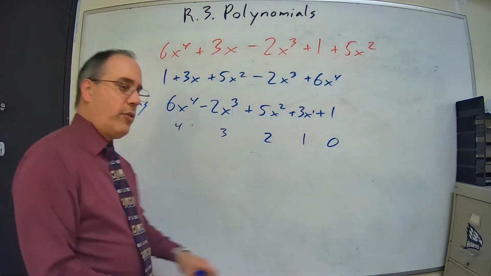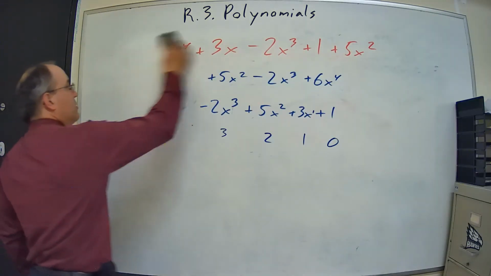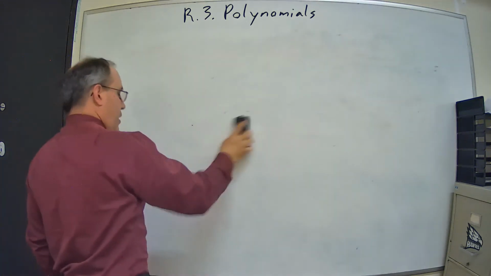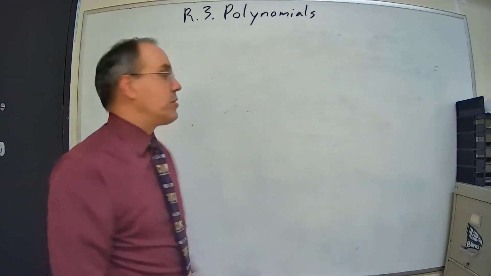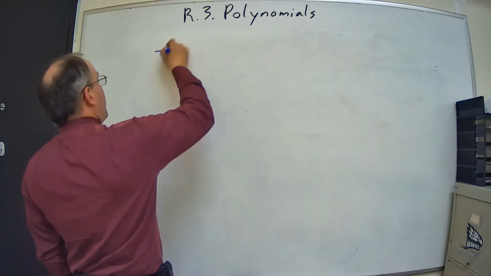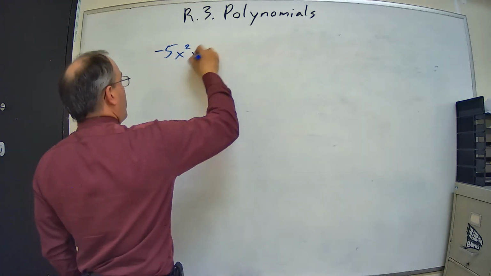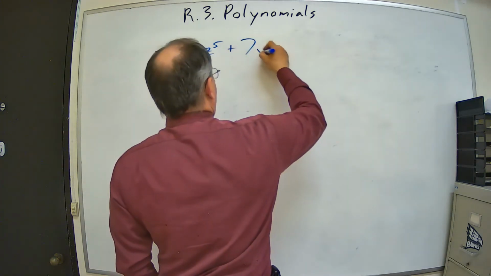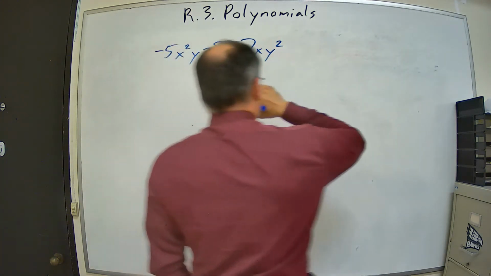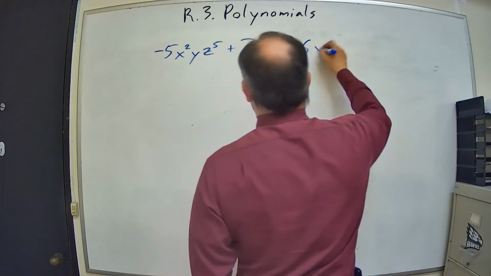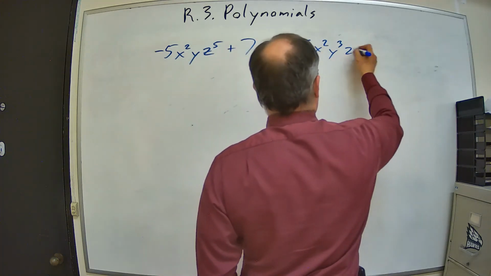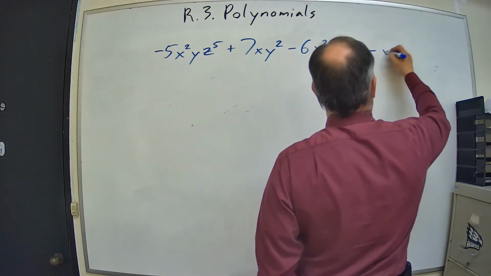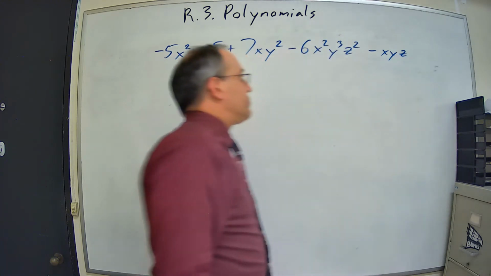But what I want to do is look at a polynomial that has multiple variables in it, and I want to look at the degrees of those terms. So let's say I have negative 5x squared y z to the fifth plus 7x y squared minus 6x squared y cubed z squared minus xyz.